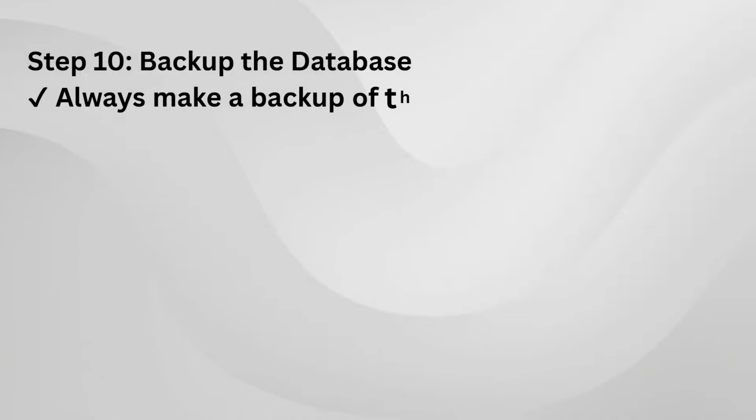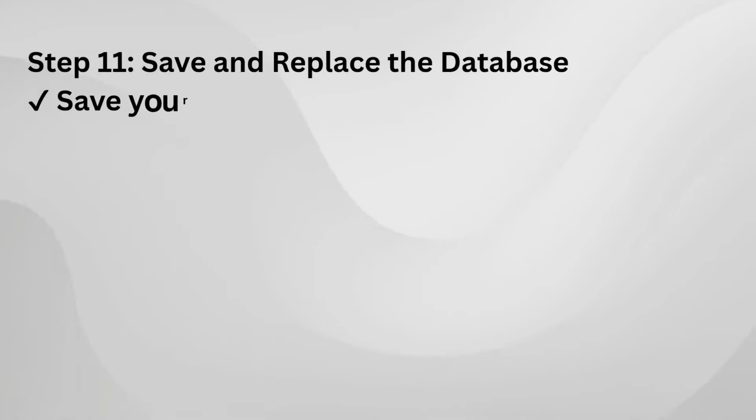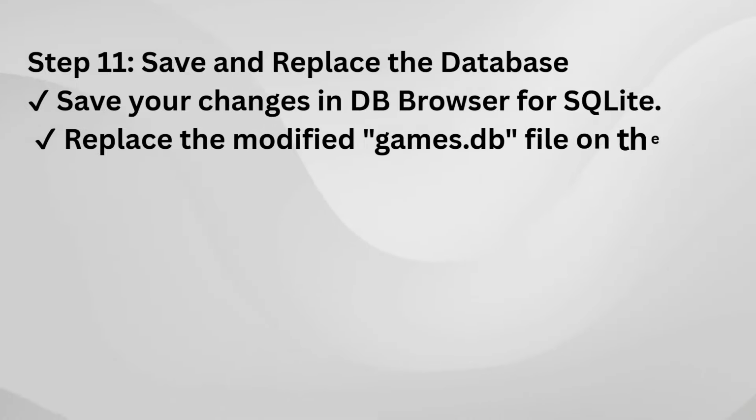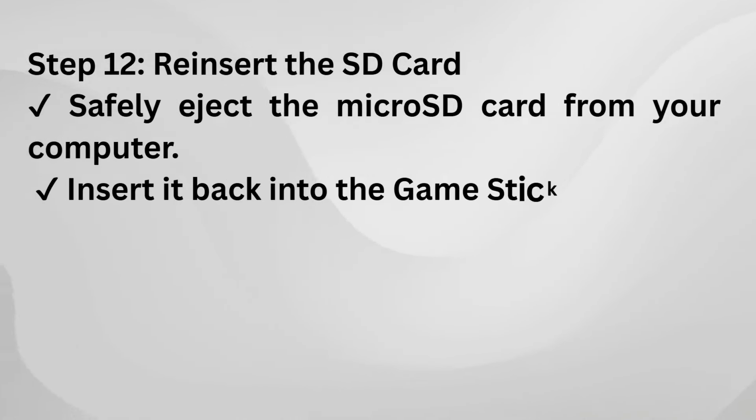Once you've added everything, save your changes in DB Browser and replace the modified games.db file on your microSD card. Then, safely eject the microSD card from your computer and put it back into your Game Stick Lite 4K. Now the fun part, turn on your Game Stick Lite 4K and check out your newly added games.